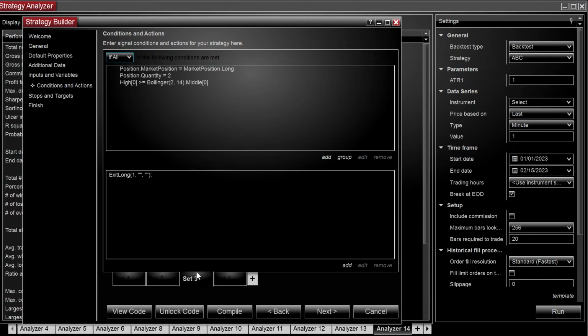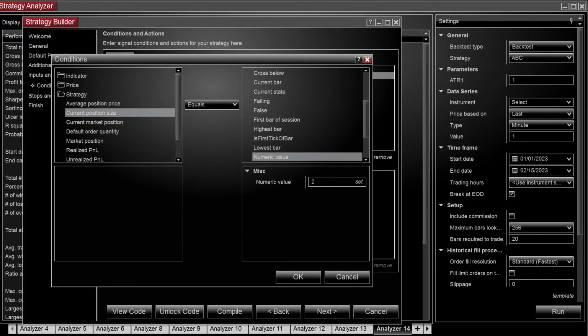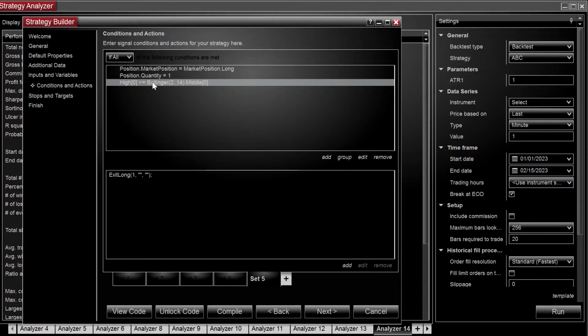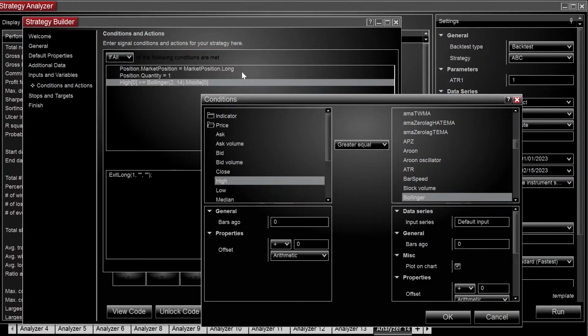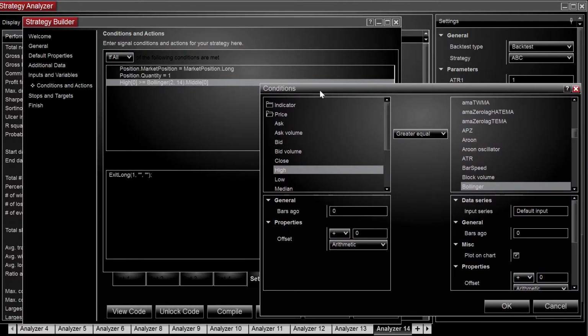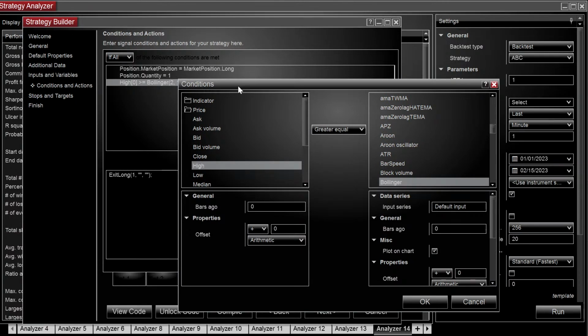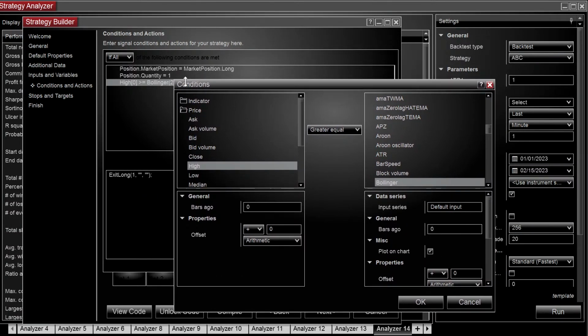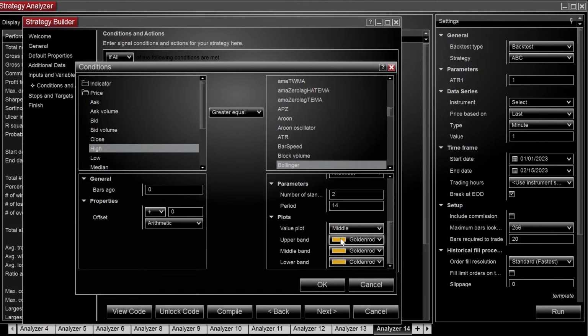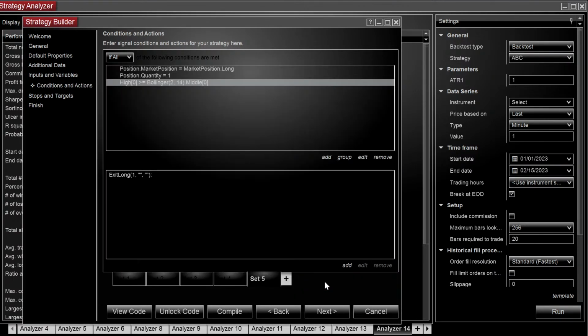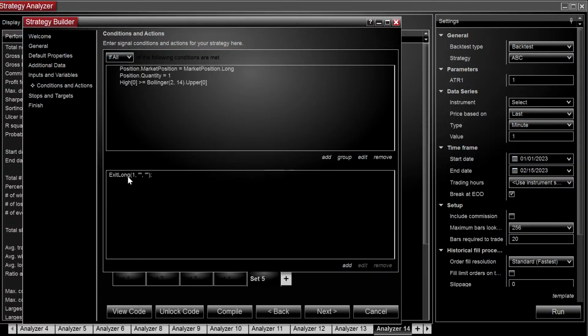So let's go ahead back to this one and let's duplicate it. Market position is long, and now position quantity is 1 because we took 1 out. Long 1. Getting confused here because we're currently long. It's the mid band. Okay, so yeah, long position quantity is 1, and now the high is greater or equal to the upper band. Exit long 1.